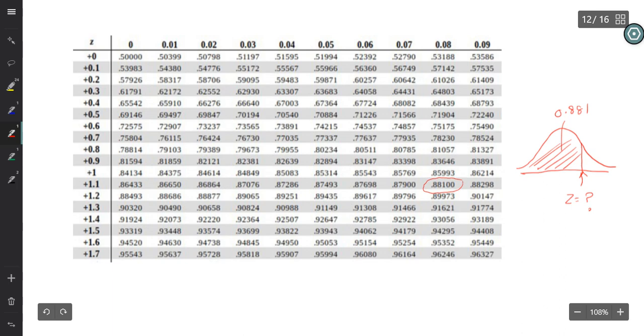So what is the Z score? You go over the row. It is plus 1.1, and the second decimal place is 0.08. So it is 1.18. The Z score is 1.18. I guess this is clear. Let's try another one.